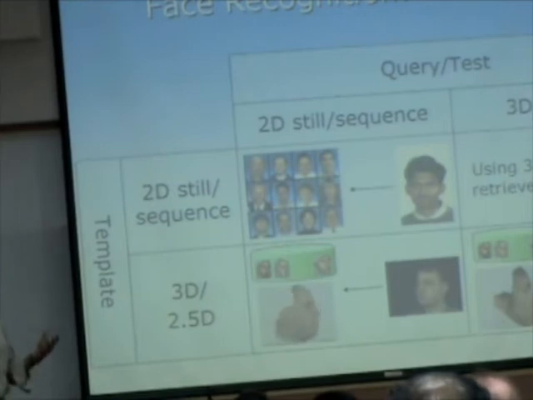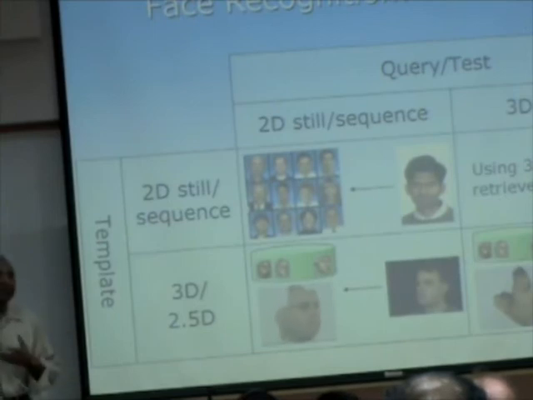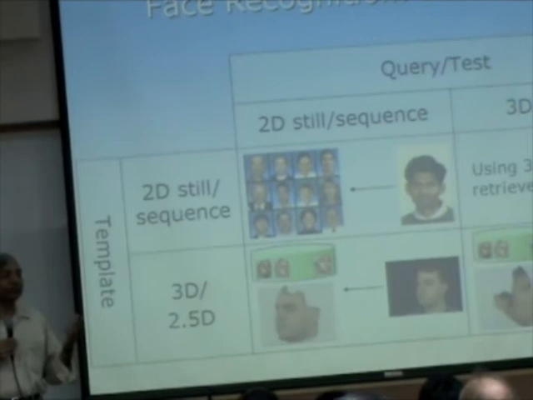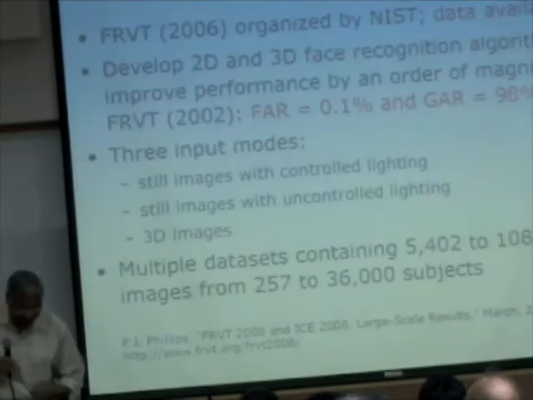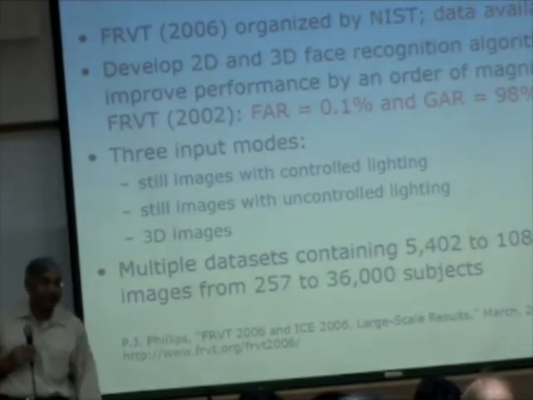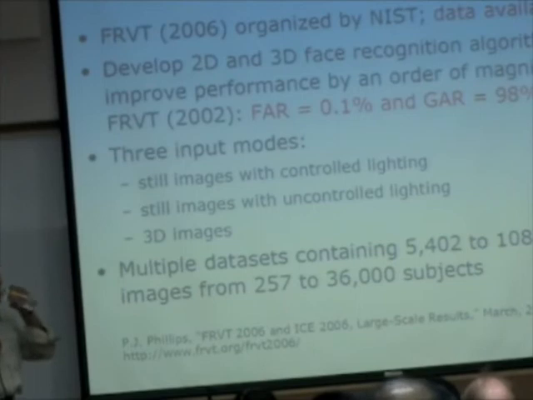Now, as I said, that's again limiting because the people may not be cooperative, so you don't have a 3D model. So the next thing is, can we build a 3D model from a video? That is, we have multiple frames of the same person, and can we build a 3D model using what is called structure from motion? And I will briefly mention that. So what is the state of the art in face recognition performance?